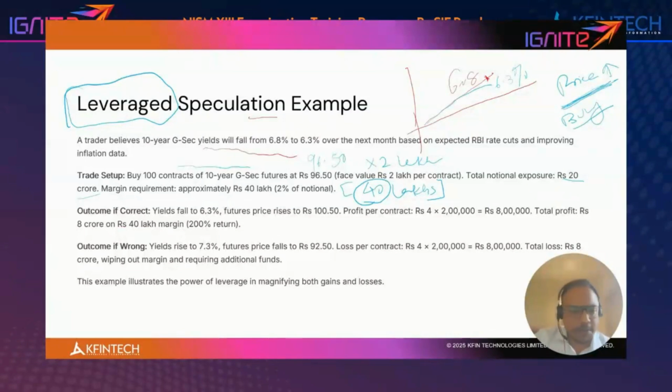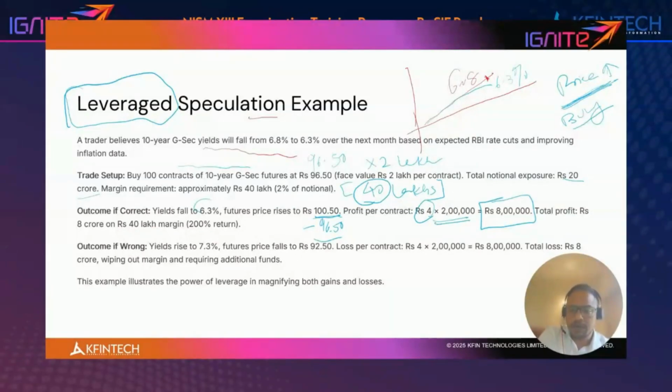That is the leverage. If the yield actually falls to 6.3, the futures price rises to 100.5 from 96.5. Profit per contract is 4, because that is 100.5 minus 96.5, into 2 lakh, which is the face value. So 8 lakh is the total profit.